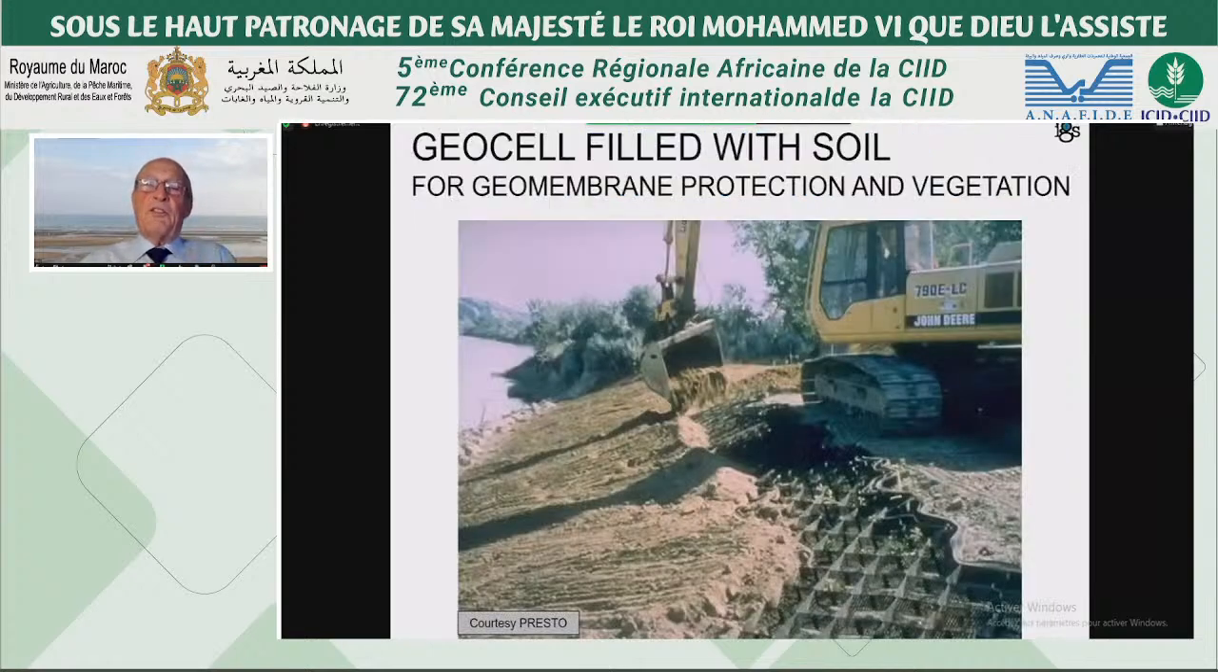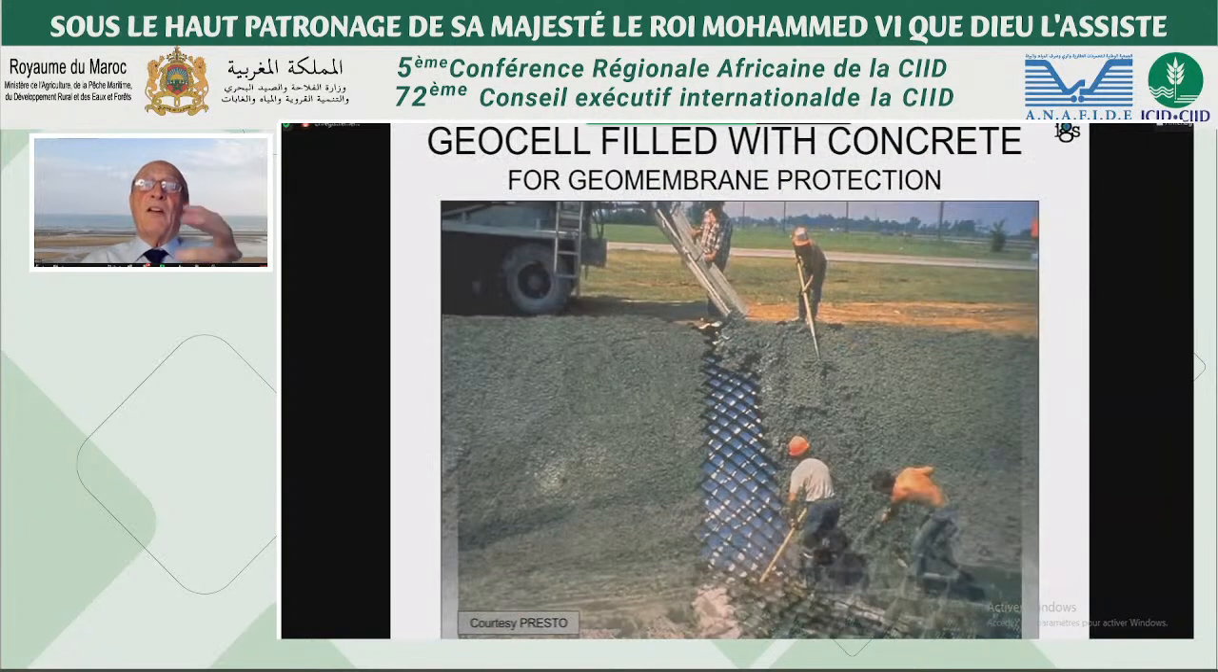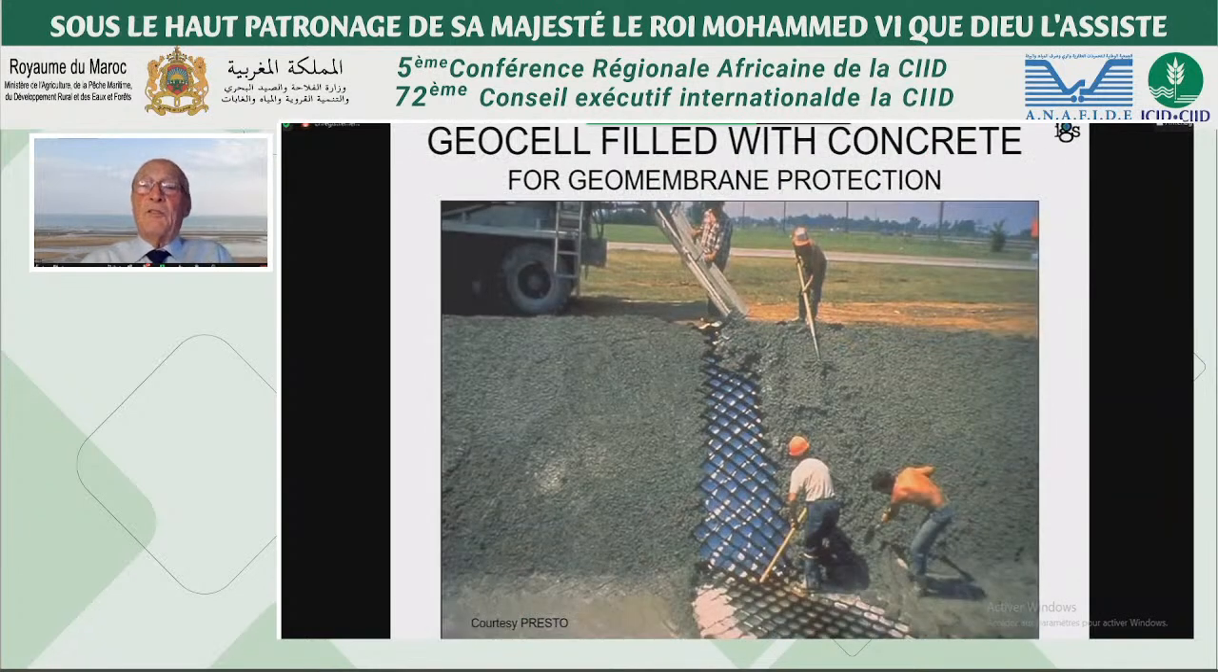Another type of protection is a geocell placed on top of a geomembrane for its protection, and it is filled with soil, which allows the growth of vegetation. And here, the geocell is filled with concrete for geomembrane protection.